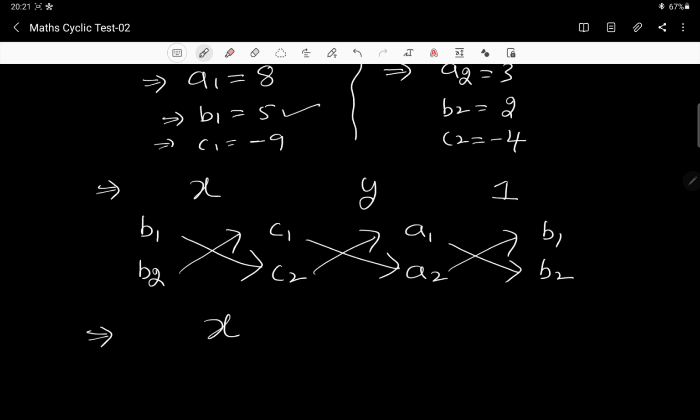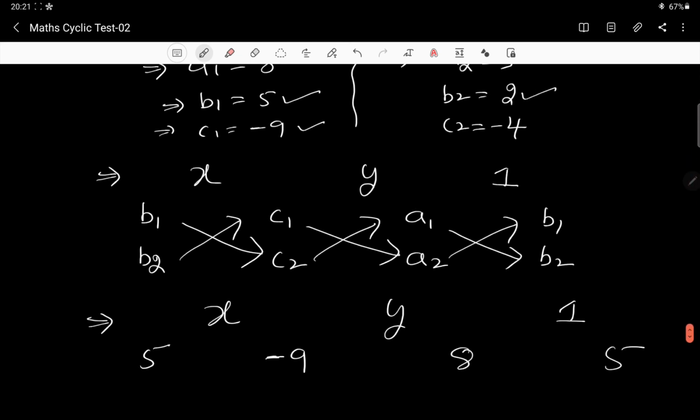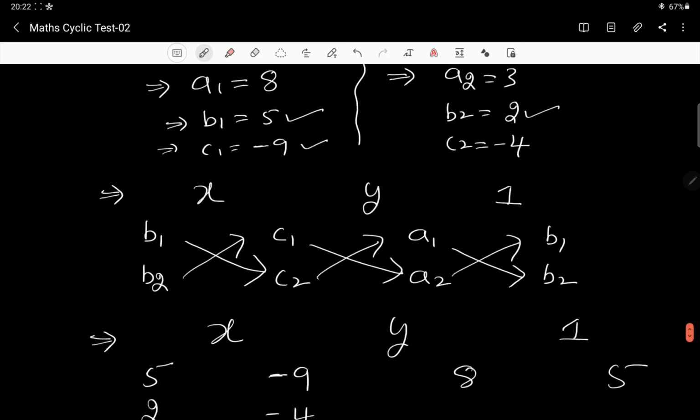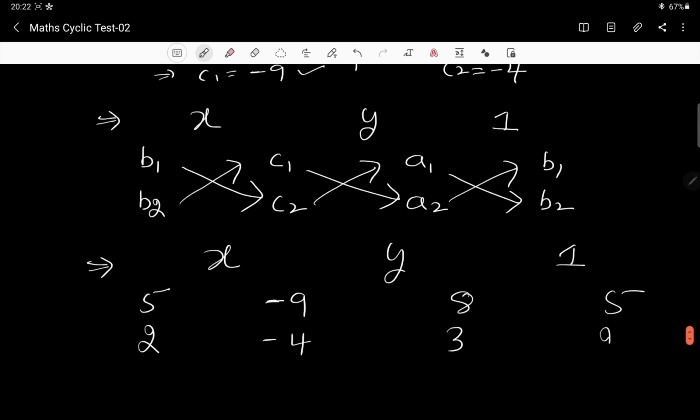What is the value of b1? b1 is 5. And what is the value of c1? That is minus 9. I'm going to write y also here, then 1 also. What is the value of c1 here? c1 means minus 9. Then after that a1 means 8, again b1 means 5. Then after that b2 is there. b2 means 2, and c2 means minus 4. And again a2 means 3, and b2 means 2. You have to be very, very careful while writing all this.